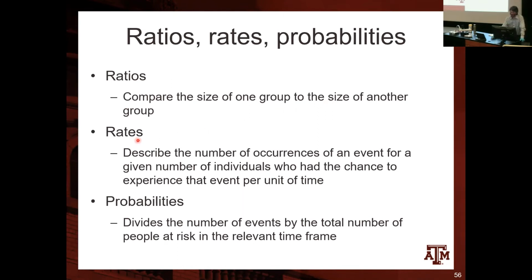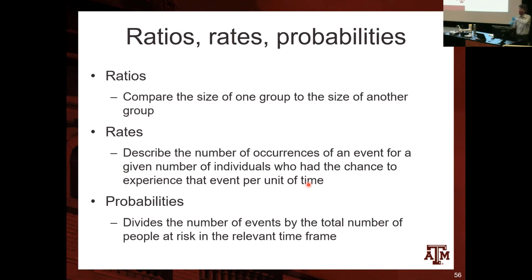Rates are another form of indicator. They describe the number of occurrences of an event for a given number of individuals who had the chance to experience that event per unit of time. In this case, the denominator has a chance to experience the event that's being measured in the numerator. That was not the case for ratios. In ratios, I separated two groups based on specific characteristics of this population. They are either in group A or group B, and I just compare the size of one divided by the size of the other.